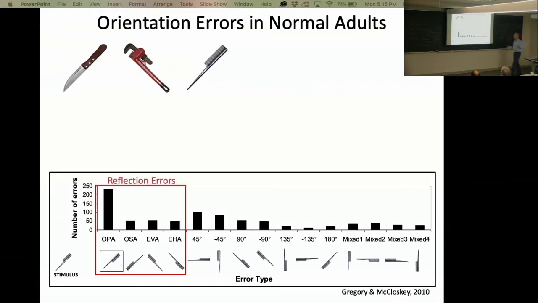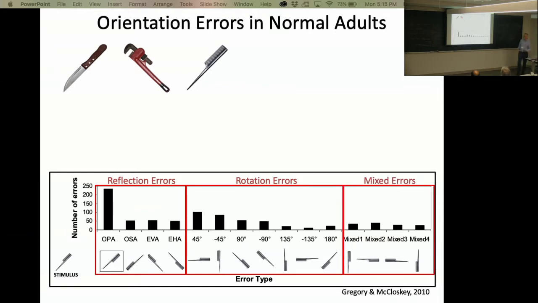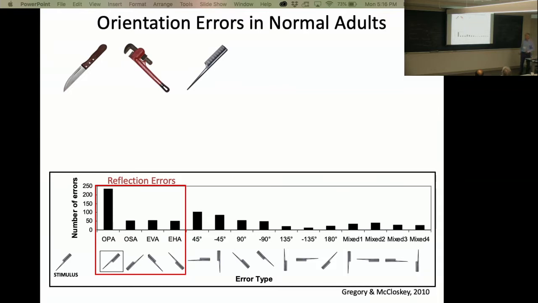Some of these types of errors are reflections, object axis reflections, extrinsic axis reflections. There are also rotation errors, which we categorize in bins of 45 degrees. And then there are some mixed errors that involve both rotation and reflection. These are probably occurring when the participant just didn't remember the orientation at all and simply had to guess. And so you see this is kind of a baseline rate for not remembering anything at all. I'm going to focus on the reflection errors here.